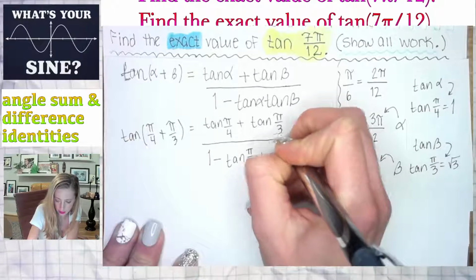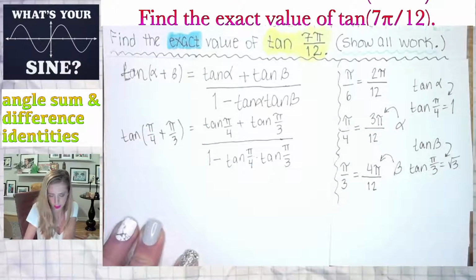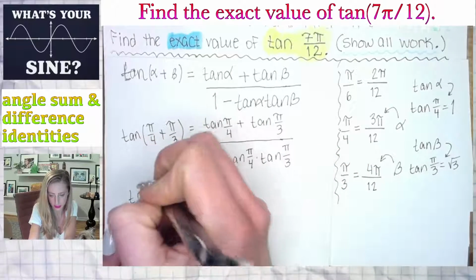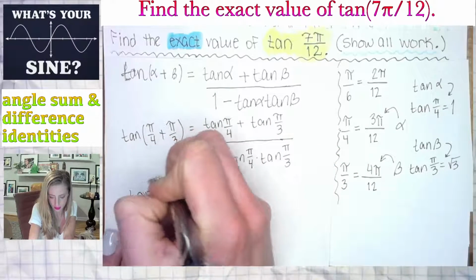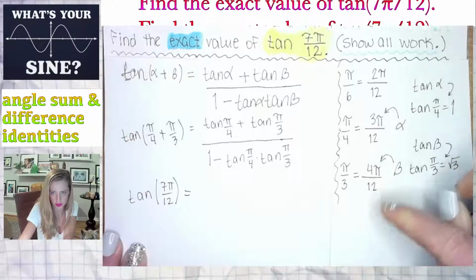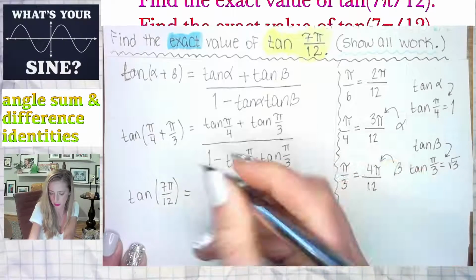Don't try to be a hero and start filling random things in. So next, tan of pi over 4 plus pi over 3, well, that is where we get 7 pi over 12. I promise. How do we know? We have the side details right over here.